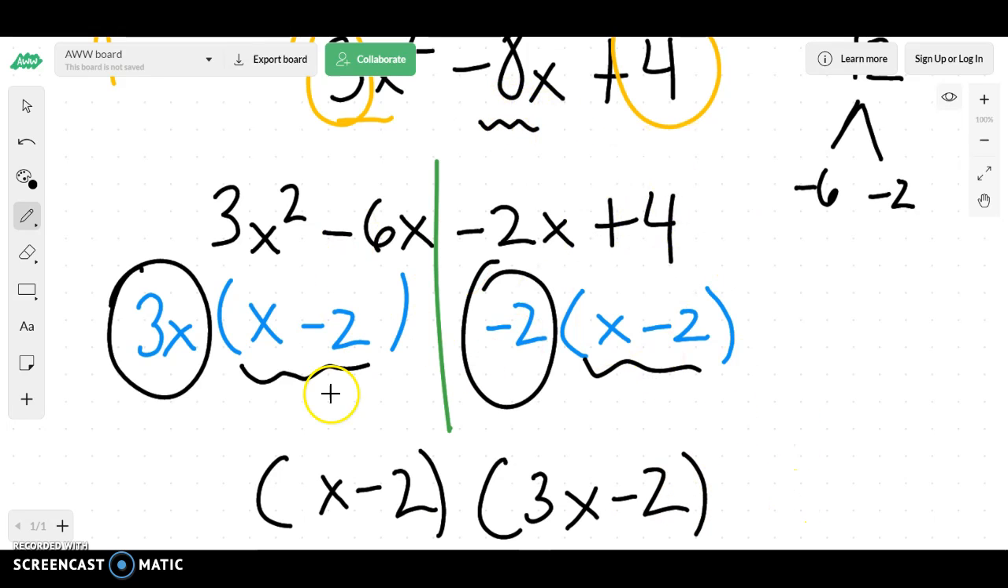And that's how you do any of the factoring problems. They'll all kind of look like that. Let's do the next example.